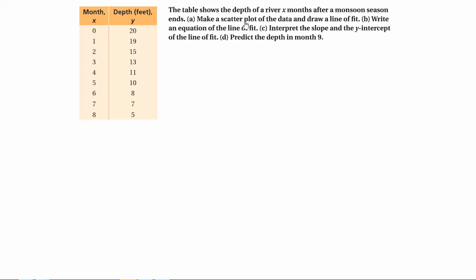Okay, in this example, the table shows the depth of a river X months after a monsoon season ends. A, they want you to make a scatter plot of the data and draw a line of fit. B, they want you to write an equation of the line of fit. C, they want you to interpret the slope and the y-intercept of the line of fit. And then D, they want you to predict the depth in month 9.